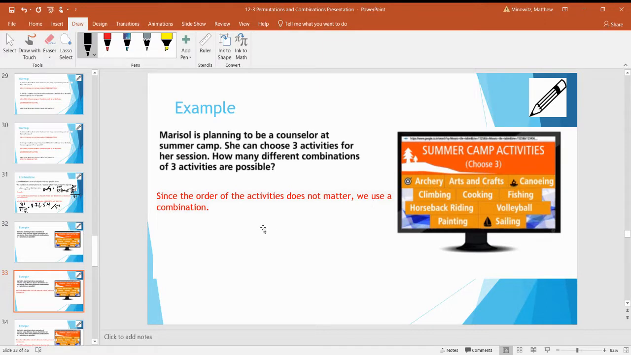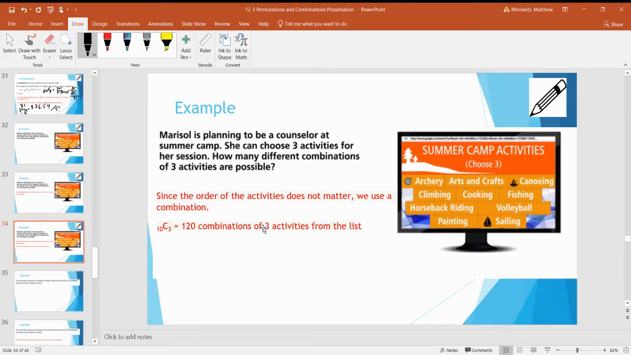So since the order doesn't matter, we're going to use a combination. That's always my first thought. Does the order matter, or does the order not matter? If it doesn't, 10 C 3, because combinations, and 10C3 is 120. And that's all there is to that problem. We're eventually going to use this in probability, but this helps us count the total possibilities.